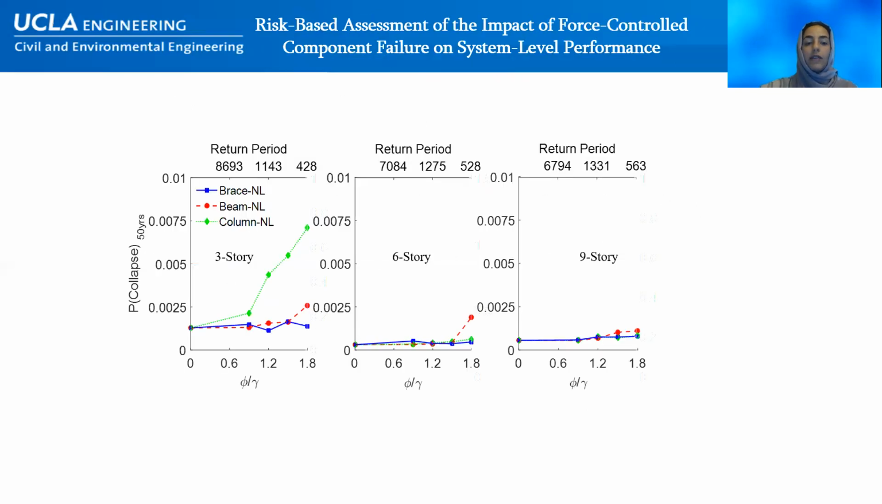This figure shows the effect of each type of force control component on the 50-year probability of collapse over a range of resistance to load capacity ratios. For the 3-story building, column failure has a significant effect on collapse risk. For 6 and 9-story buildings, beam failure has a modest effect on collapse risk at higher resistance to load capacity ratios.